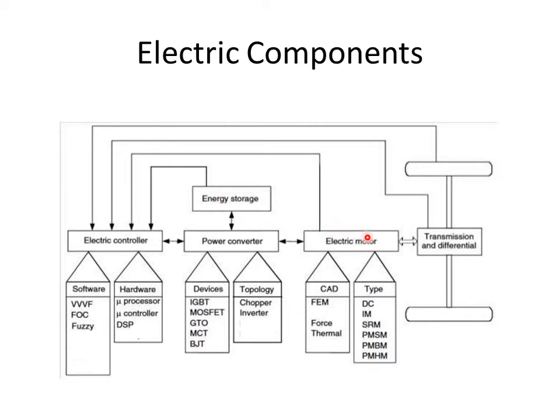In the electric motor, we have different types of motors like DC motor, induction motor, switched reluctance motor, permanent magnet synchronous motor, brushless motor, hybrid motors, etc. Here in the electric motor, we need to analyze the force acting or the temperature conditions, or we use finite element method analysis to analyze the motor parameters. So these three, the electronic controller, power converter and the electric motor, are the main electric components of an electric propulsion subsystem.